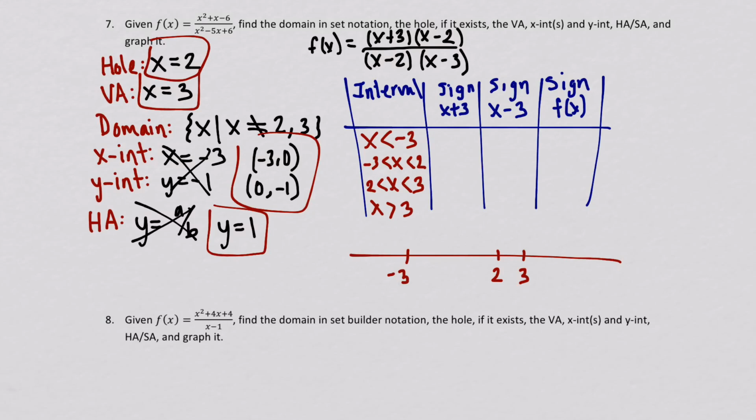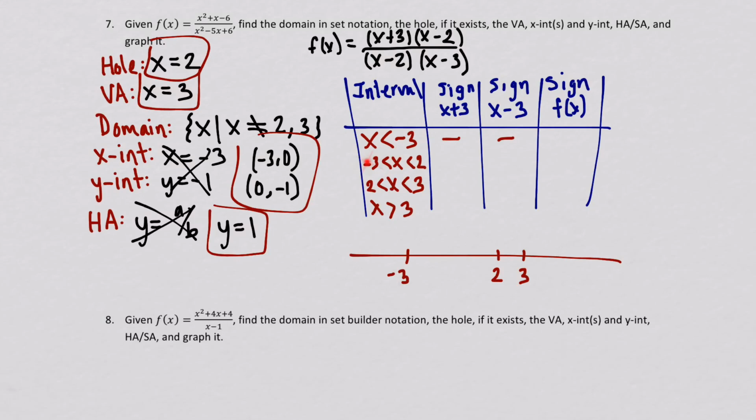And now we're just going to choose values that fall within those intervals and figure out what the sign is going to be. Okay, so first, something before -3, something less than -3. How about -4? So plug in -4 here, -4 plus 3, you're going to get a negative. Plug in -4 here, -4 minus 3, you're also going to get a negative.